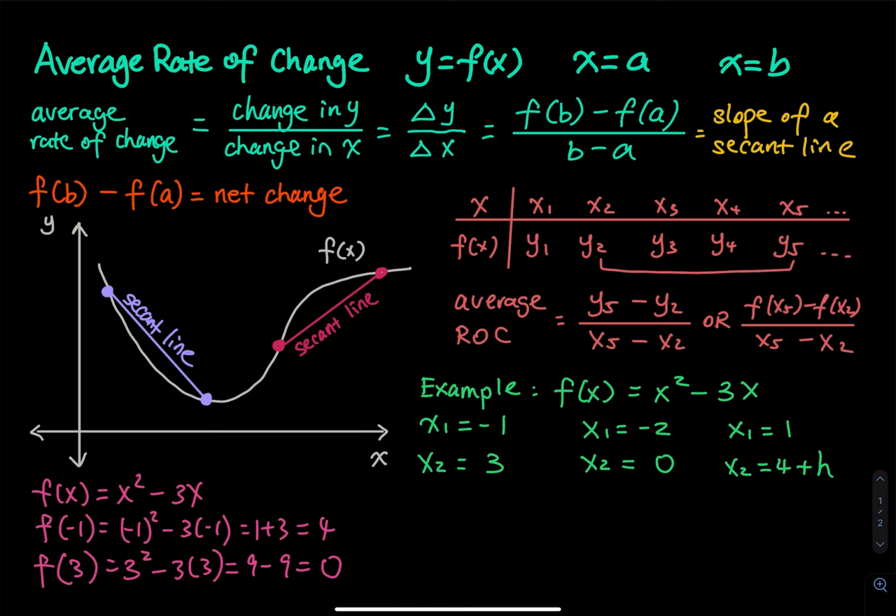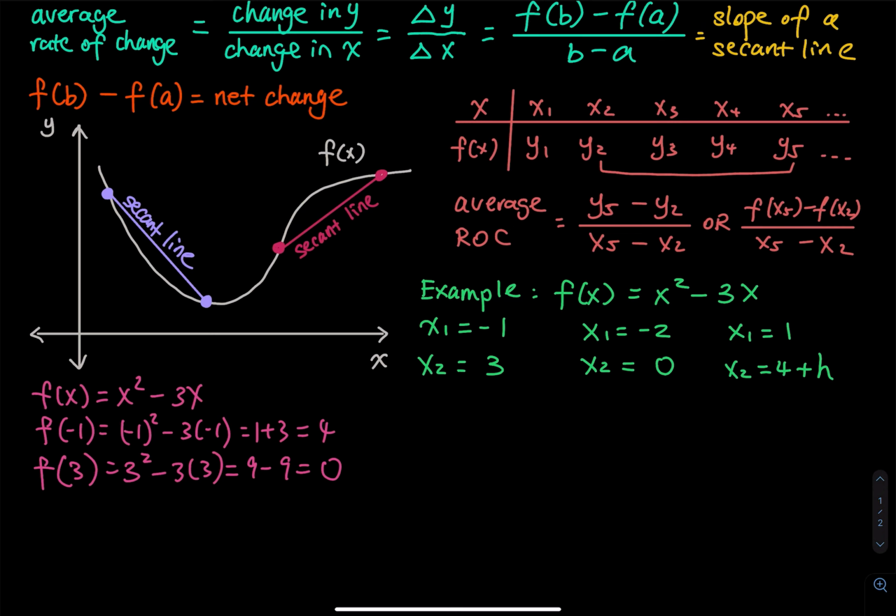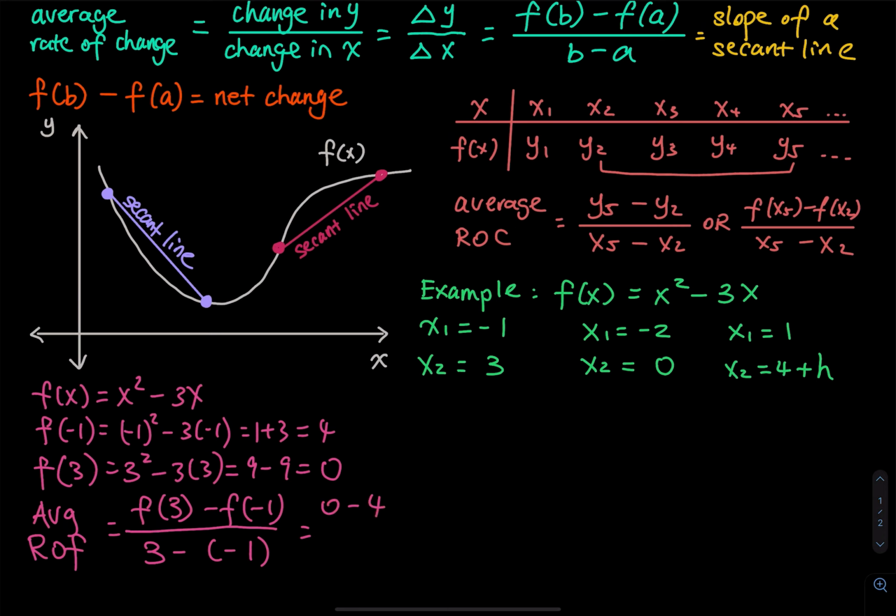The net change is, okay, let's do the rate of change first. So the average rate of change is equal to f of 3 minus f of negative 1 divided by 3 minus negative 1, right? And then the net change, you have 0 minus 4 divided by 3 plus 1, which is 4. So negative 4 over 4, the average rate of change is negative 1. So what does that mean? If you sketch the graph of this, x squared minus 3x, you can do this on your decimal.